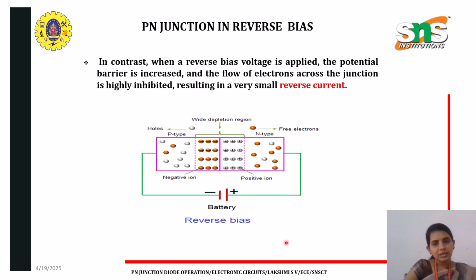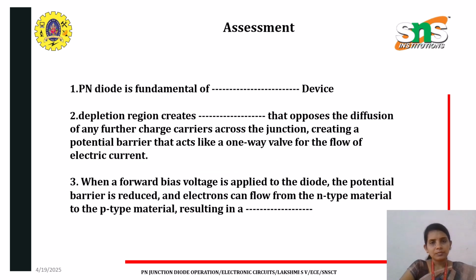Whereas when we connect these two regions with reverse bias, when a reverse potential is applied, here what happens? The positive is connected to negative and the negative is connected to positive. When this type of reverse bias is applied, the potential barrier is increased. We could see that there is an increase in the depletion region. So the flow of electrons is inhibited, and this contributes to a very small reverse current. This is the operation of the diode in reverse bias.